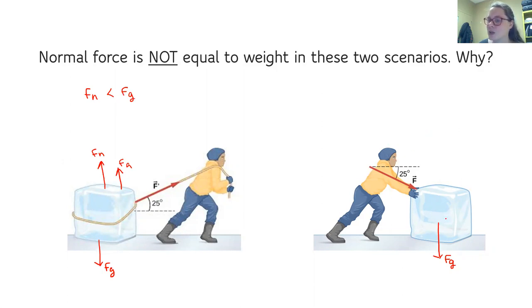In this one, we have somebody pushing downwards, which means we have an applied force down. Normal force has to balance out both of those. So in this case, our normal force will be greater than the force of gravity. This is more friction. And this one is less friction.